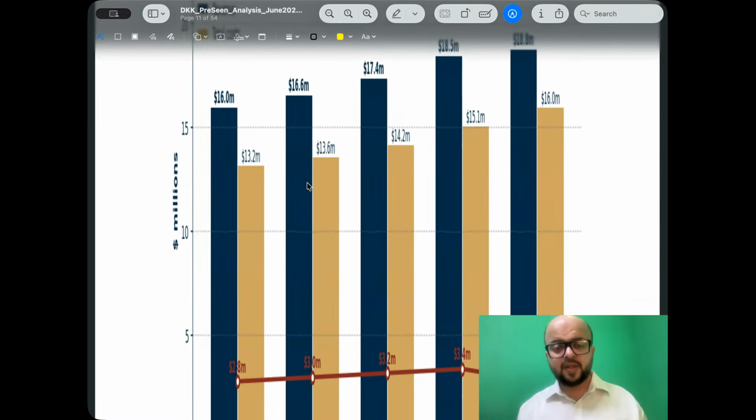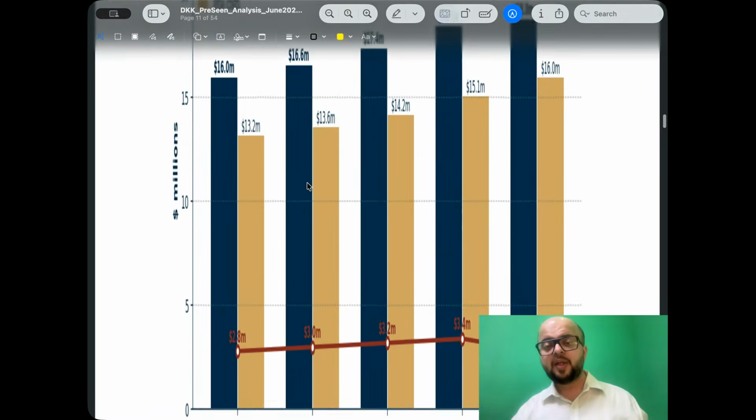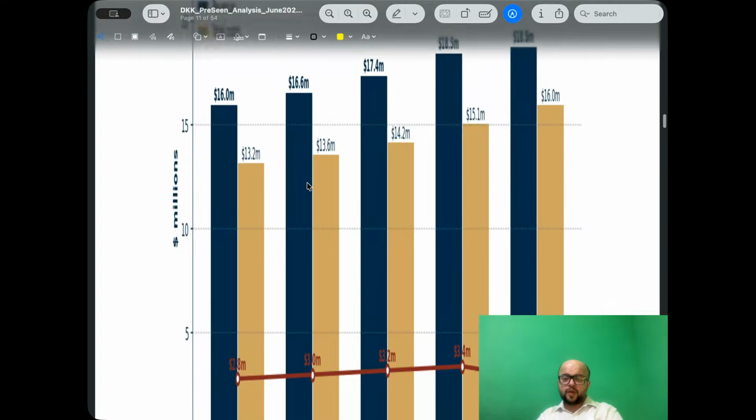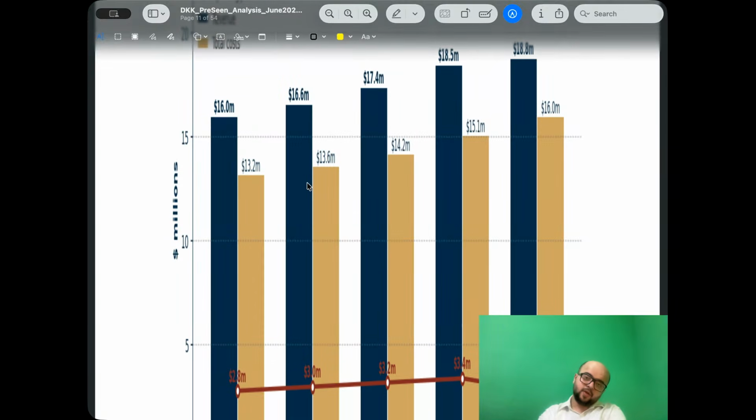Now, Gwyneth, tell me for next year. 16.6 minus 13.6 upon 16.6. Okay, calculate that. Okay. For the third year, 14.2 is the cost, 17.4 is the revenue. Okay. Then 15.1 is the cost, 18.5 is the revenue in the fourth year.